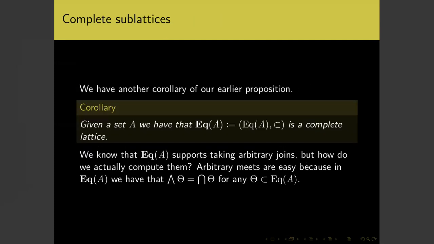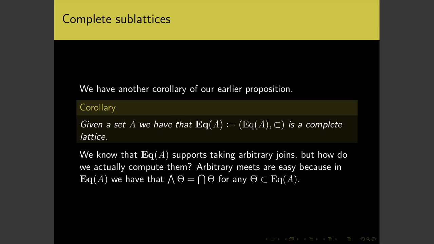So we actually have another corollary now to our earlier proposition, which will help us in the discussion of our next topic, which is complete sublattices. So if we take any set A, then we can form a lattice out of the equivalence relations on A by ordering them by containment. It turns out that this lattice is actually also a complete lattice.